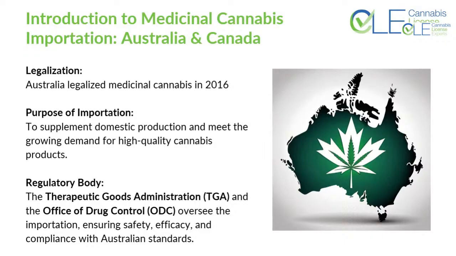So there's two regulatory bodies in Australia that oversee their medical cannabis program. One's the TGA, or the Therapeutic Goods Administration, and of course the Office of Drug Control. So they are in charge of importation, ensuring the safety, efficacy, and along with all the compliance with Australian standards.